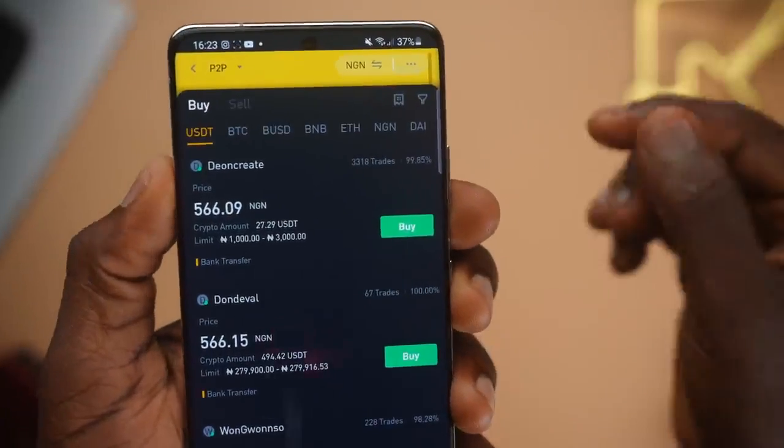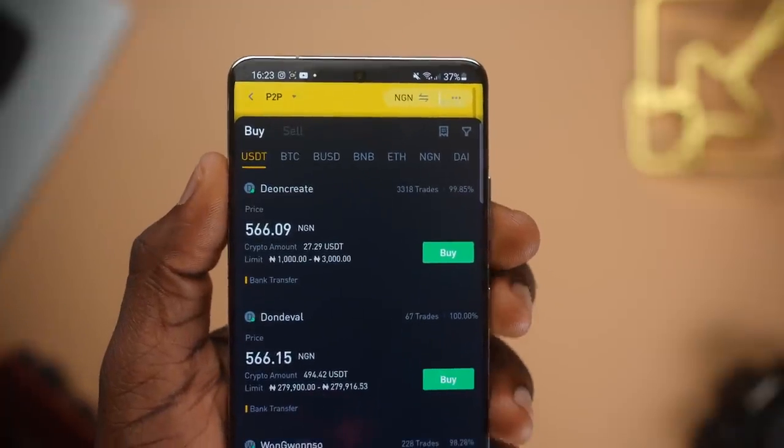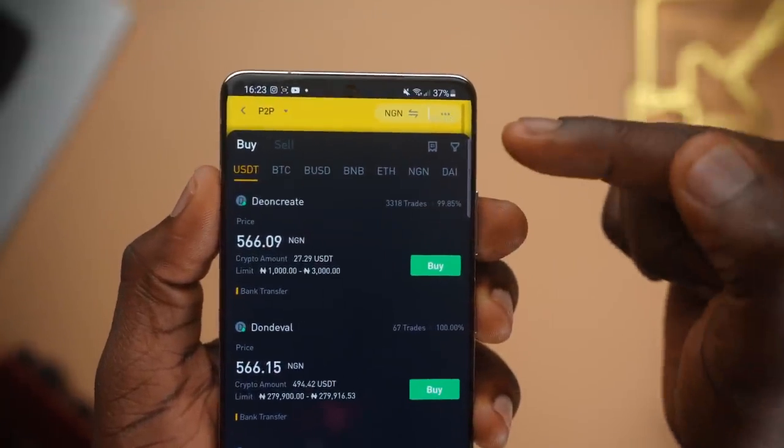Up top, I can see my currency, which is NGN or Nigerian Naira. And this is location based. So right now, I can only transfer to accounts that accept Nigerian Naira. And changing into other currencies would mean I can only trade with people that accept those other currencies. But I'll be using the NGN or Naira for this example in this video.